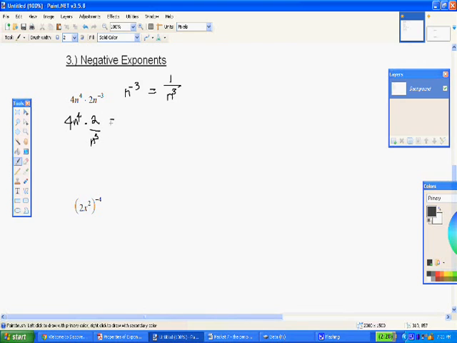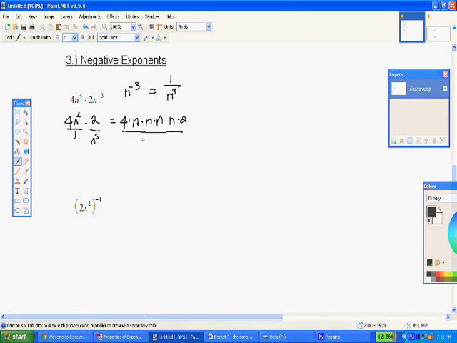Okay, now I'm going to write this all out. You can do the shortcut, which I'll go over in just a little bit, but it's like this. 4 times n times n times n times n times 2. Remember, since this is actually a fraction, you can multiply across the top and then you multiply across the bottom.